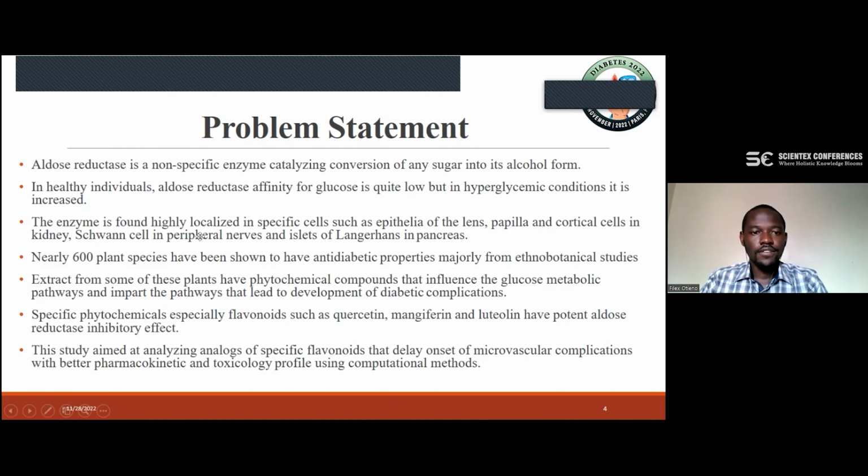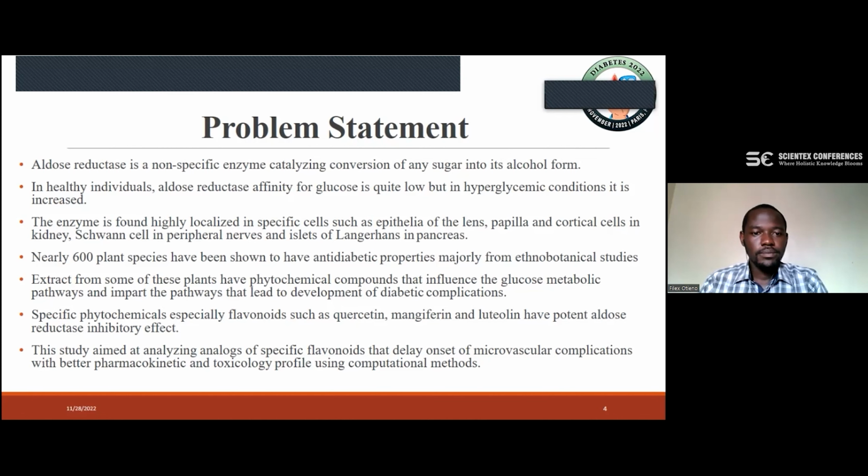This enzyme is found localized in the kidneys, Schwann cells in peripheral nerves, pancreas and cortical cells, and the epithelia in the lens. What you can notice is that these organs receive their glucose in an insulin-independent way, more or less. Meaning they don't require insulin for regulation of glucose intake. So in a state of hyperglycemia, there's a lot of glucose taken into the intracellular compartment.